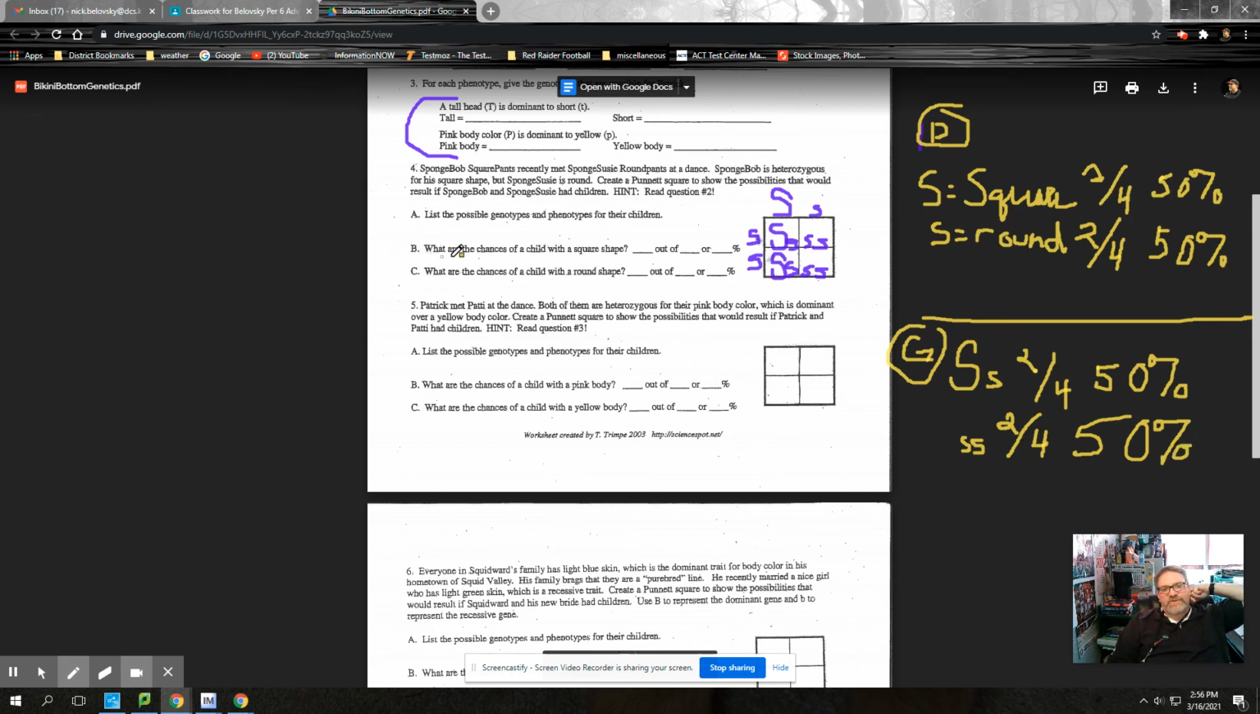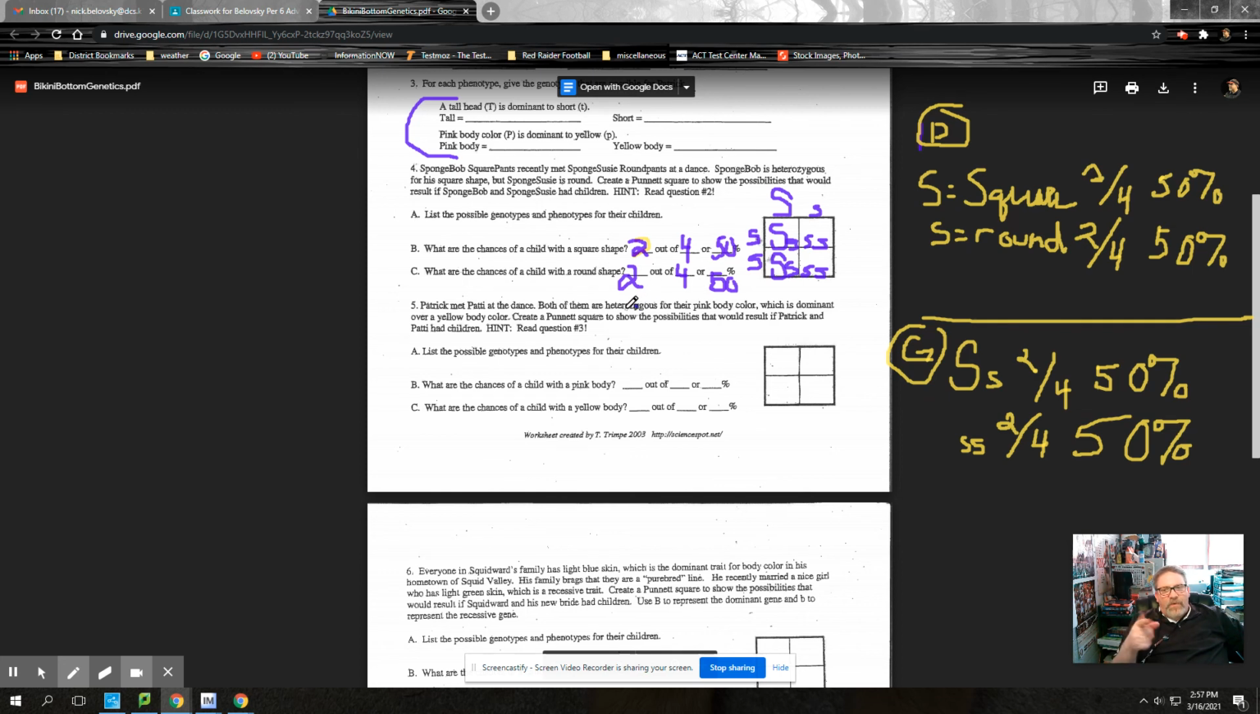Okay, let's answer these questions here. Number 3, what are the chances of a child with a square shape? Let's say square. 2 out of 4, 50%. There's your answer. Ooh, you can't see that. Try again. 2 out of 4, 50%. All right. What are the chances of a child with a round shape? Round. 2 out of 4, 50%.